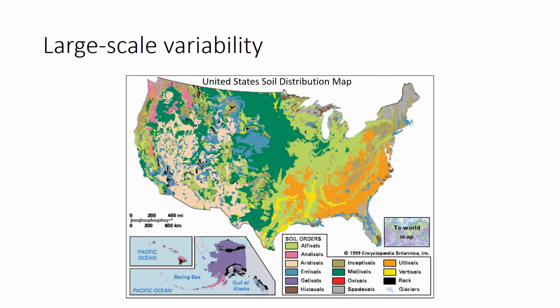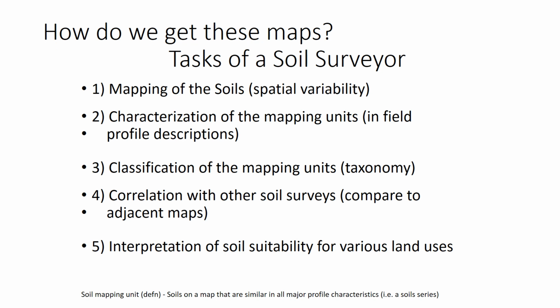We can see alfisols occurring across the Appalachian Mountains. We can see mollisols occurring across the Great Plains. And surprise, surprise, aridisols occurring in the deserts of the United States of America.